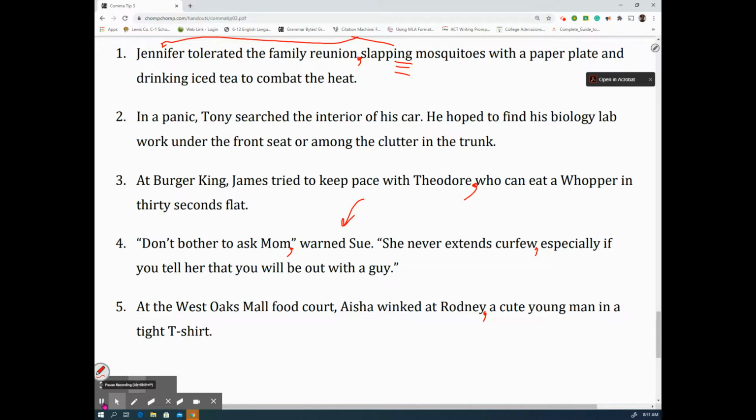Yeah, so let's walk through this real quick. You're right, okay? But the way that I would ask for you to kind of walk through this is, what's the main clause? The main clause here is Aisha winked at Rodney. That's what happens here, right? And then I have this, a cute young man in a tight t-shirt describing who Rodney is, right? A cute young man in a tight t-shirt is a noun phrase, right? This is a person, right? So here I have a noun phrase describing a previous noun. This is my appositive, right? So it does require a comma.